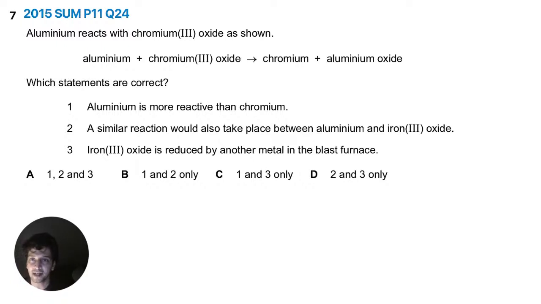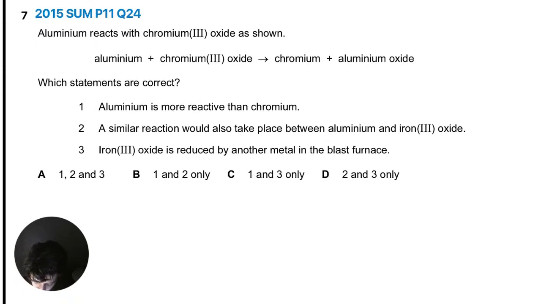Okay, aluminum reacts with chromium oxide as shown. Aluminum plus chromium oxide gives you chromium and aluminum oxide. So aluminum is displacing chromium. What can you tell about aluminum and chromium? Chromium is not in the reactivity series. Let's bring that back.